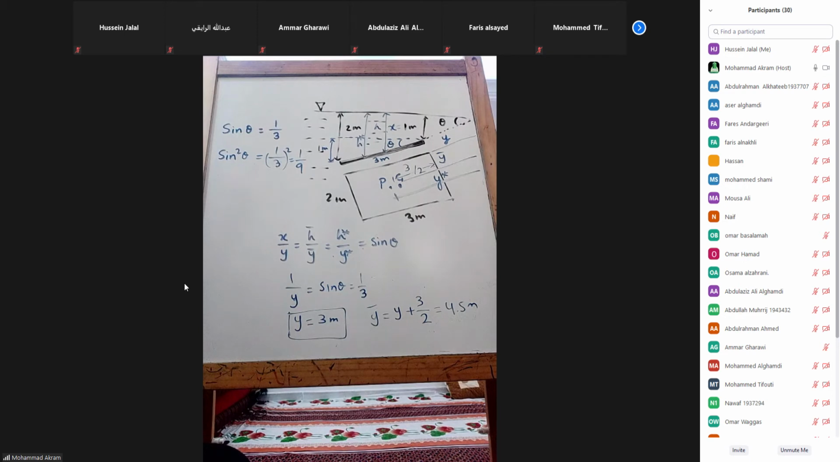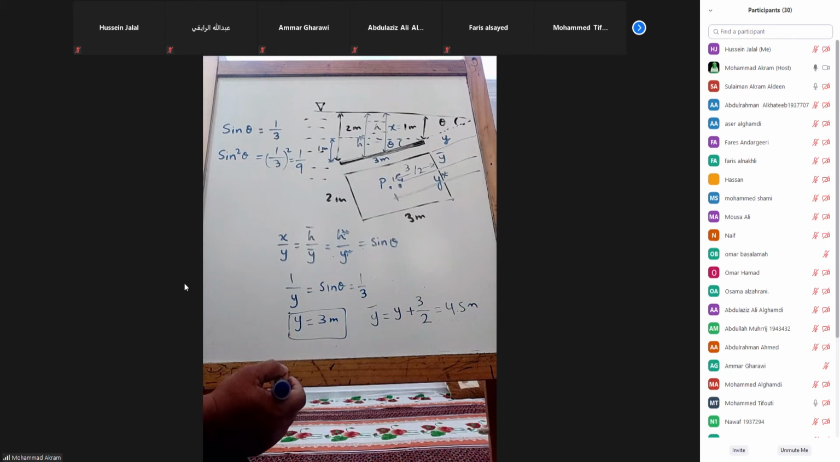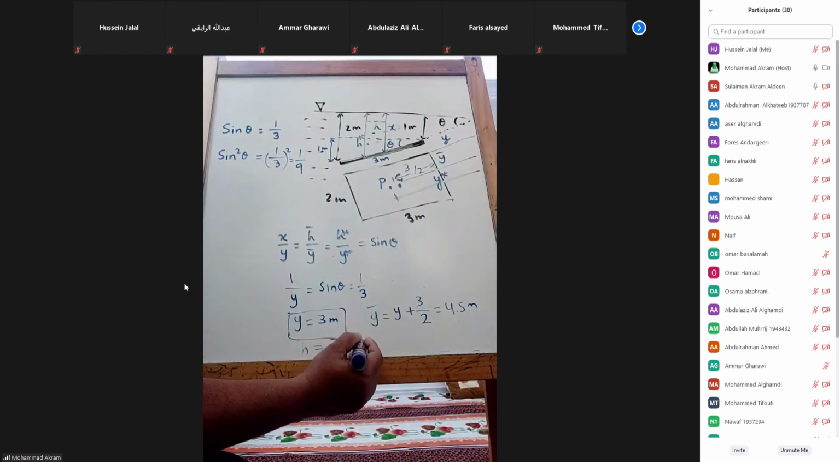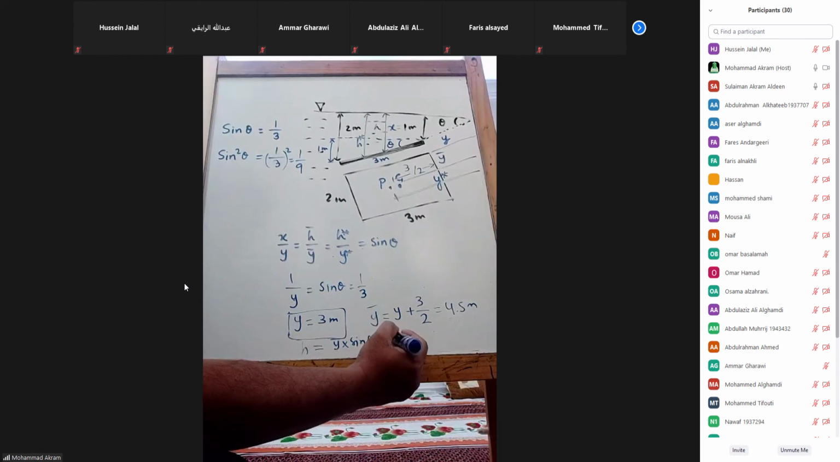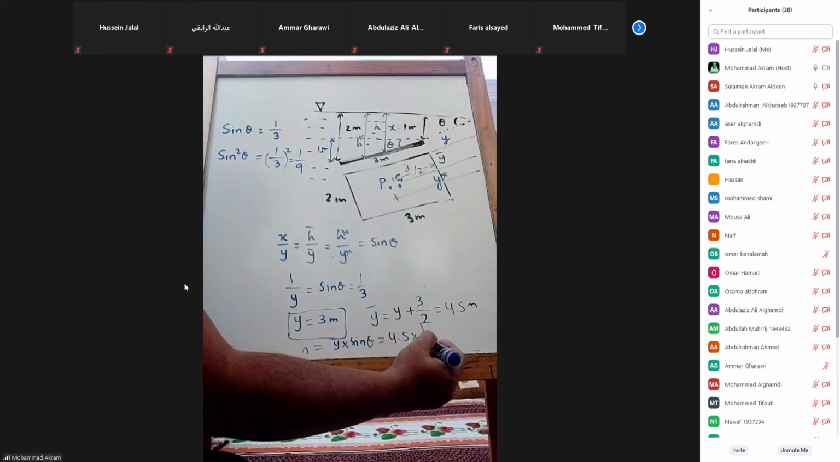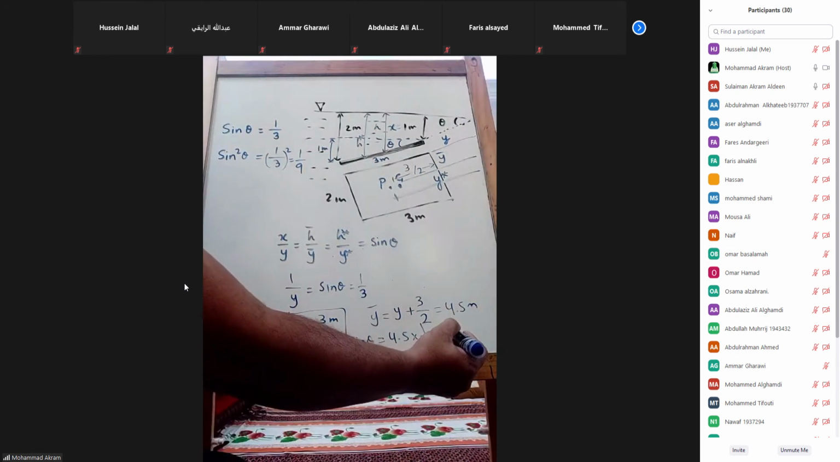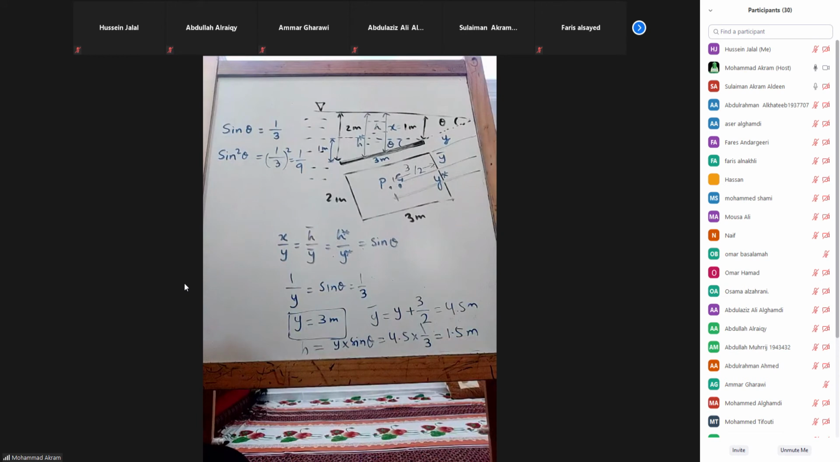Now how to get H star, H bar? H bar over Y bar is equal to sine theta. Am I right? Yes, Doctor. So what is H bar equals to? Y bar into sine theta. So 4.5 into 1 over 3. So how much it will be? 1.5 meter. 1.5, yes.